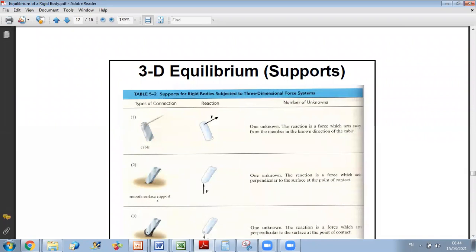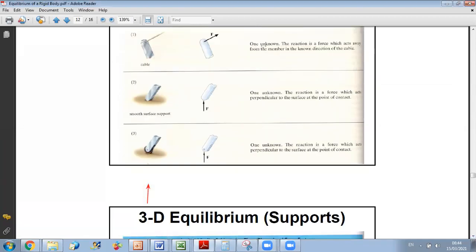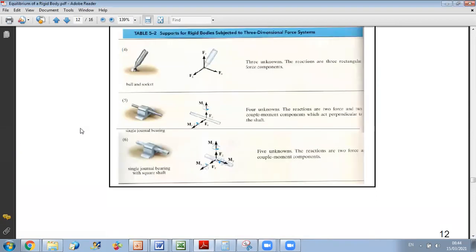If I have a smooth surface support, it's similar to 2D. I will have only a force perpendicular to contact. Also, for a roller, I have a force perpendicular to contact. So until now, these are common with 2D connections. Now, other types of 3D support.